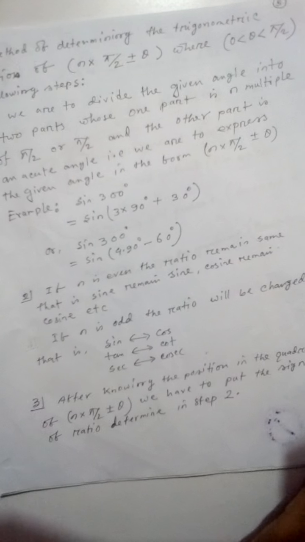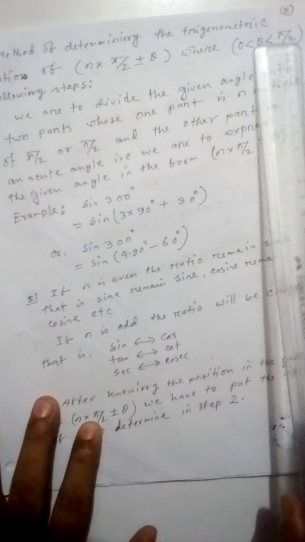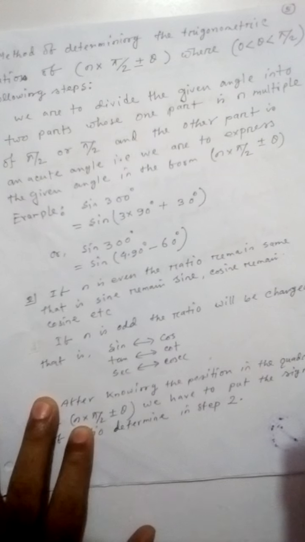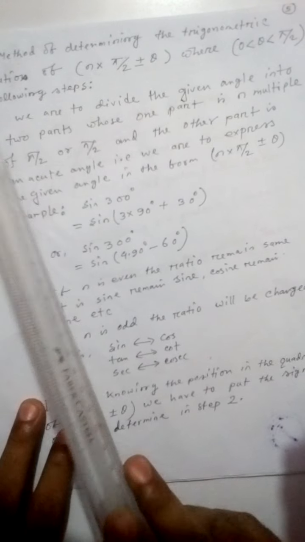Okay, the method of determining the trigonometric ratio of n into pi by 2 plus or minus theta, where 0 is less than theta less than pi by 2. There are three steps. If we know these three steps, then we can solve any such mathematics problem. Okay, step number 1: we are to divide the given angle into 2 parts.